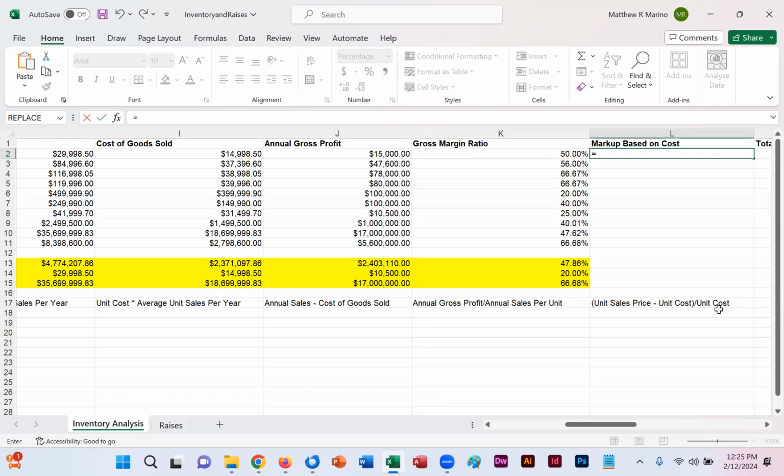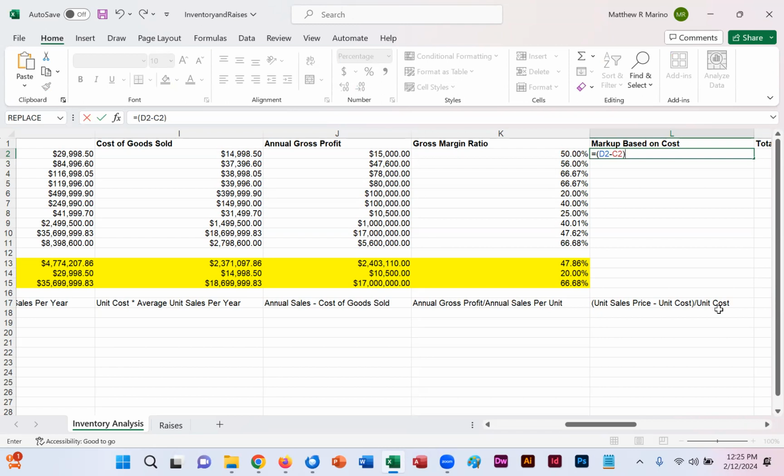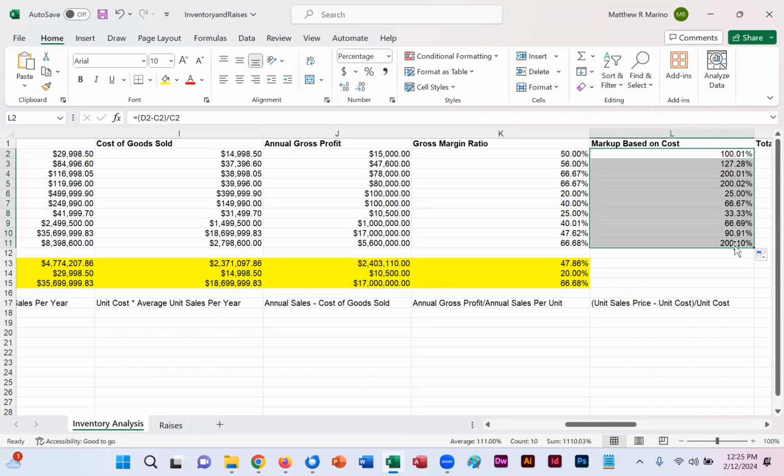So we do equals, open parentheses, D2 to represent our unit sales price, minus C2 to represent our unit cost, divided by C2, which represents our unit cost. We hit enter, 100%. That means that for that specific product, the company is charging twice as much to you as they paid for it. And that's how companies make profit. We click back into that cell, we auto fill down.